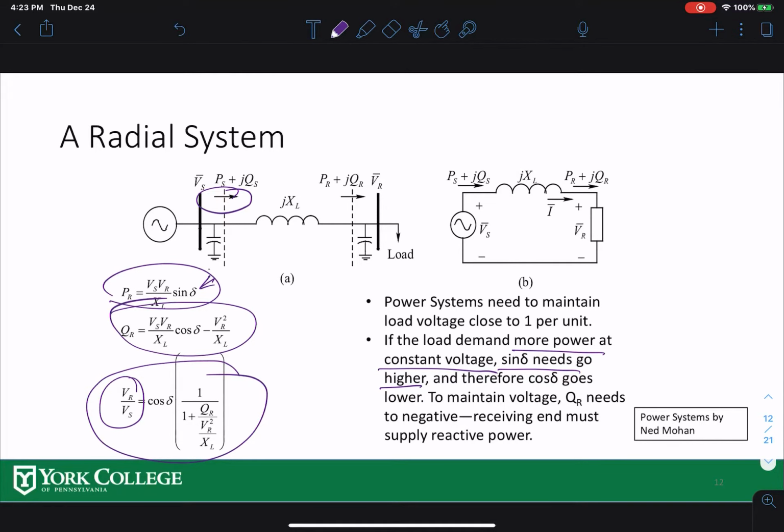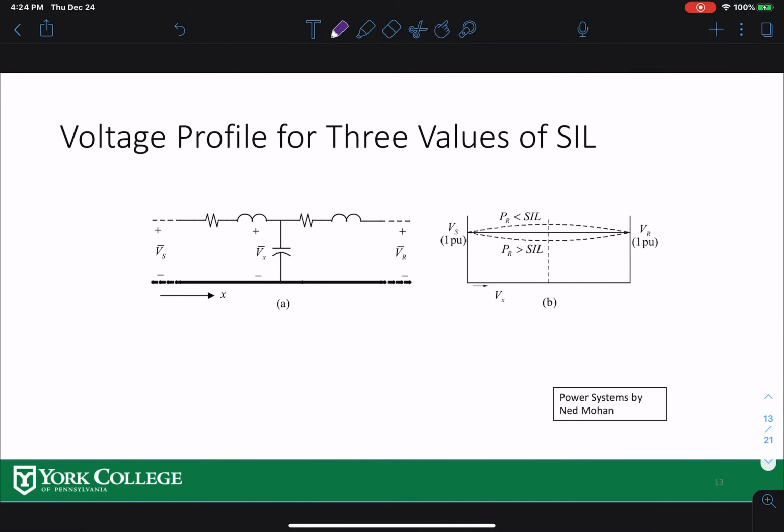If delta goes higher, your cosine goes down, because with higher delta, the cosine value is lower. To maintain the voltage, QR needs to be negative, to make this denominator smaller. That means you need to supply reactive power at the load end. That means you need to connect a capacitor here to supply the reactive power. That's what we have seen in the previous part.